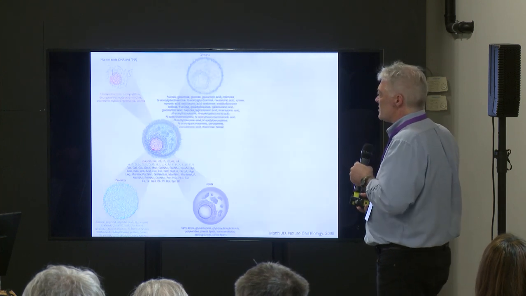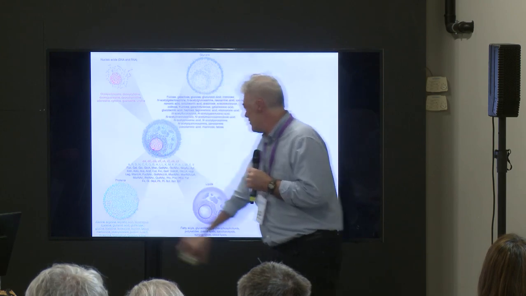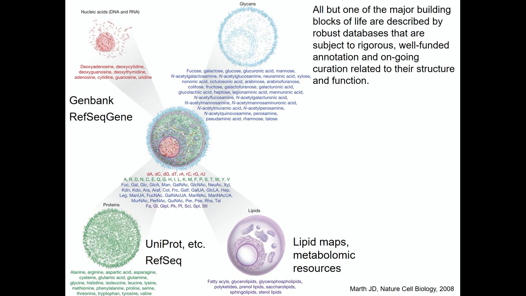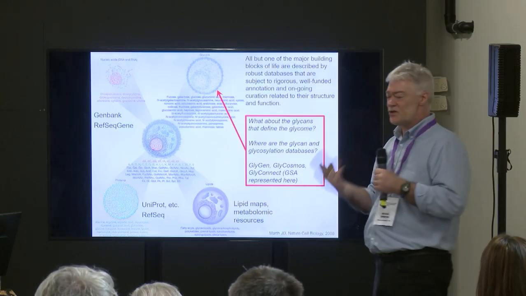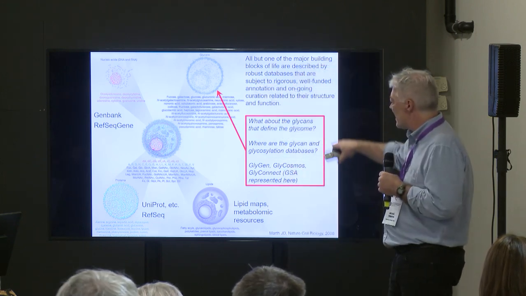And you think about this, the four major molecular domains of life: nucleic acids, proteins, lipids, and I would say glycans are the fourth. For three of these, there are really well-developed, well-funded, strong, ongoing databases and knowledge bases to access knowledge in that area. So what about the glycans? What about the glycans that define what we call the glycome? Every cell has a glycome, every tissue has a glycome. Where does that data live? What are the glycosylation databases?